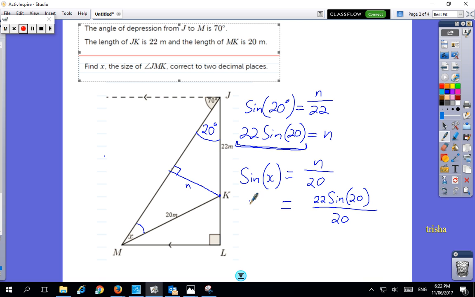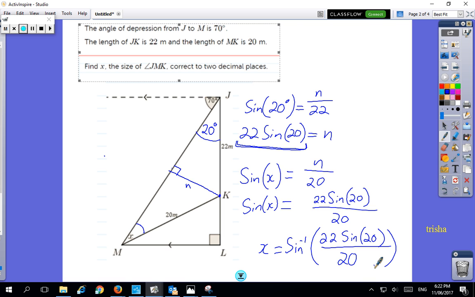Now I want to split up the sine x, so I get the x value of the missing angle by itself, and to do that I have to go sine to the negative 1 of 22 sine 20 over 20. Now if you're desperate for closure, I would invite you to put that into your calculator and find what that is worth. Okay, I hope that helped.